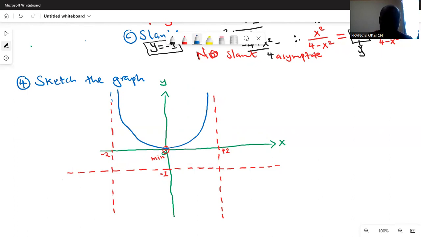And there's also another curve this side, another curve this side, another one is this side. As long as they don't intersect the asymptotes. So that is the graph of the function y is equals to x squared over 4 minus x squared.